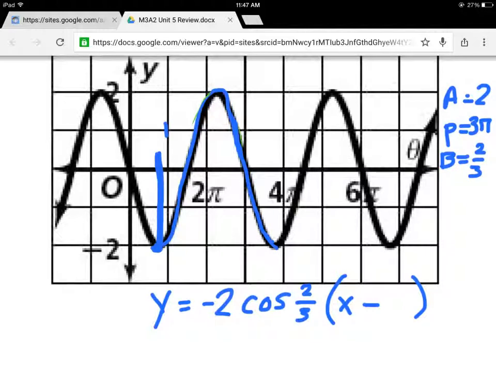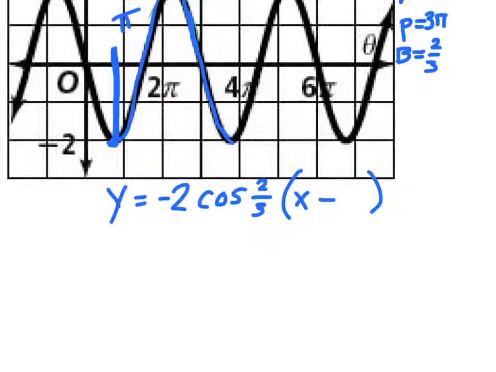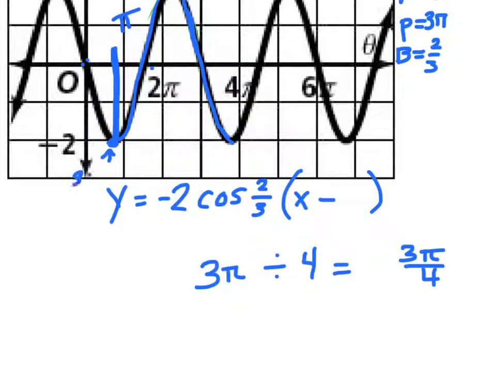Definitely, this is pi. So it's less than pi. But I don't want to estimate. So our period length in this problem was 3 pi. That means our graph is going to change from a 0 to a valley to a 0 every fourth of that. So 3 pi over 4. That's why this value is 3 pi over 4 right here. And we can see 3 pi over 4 because it's about 3/4 of the way through that first box.